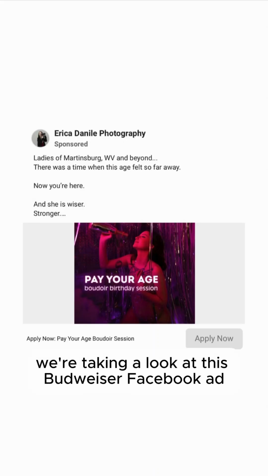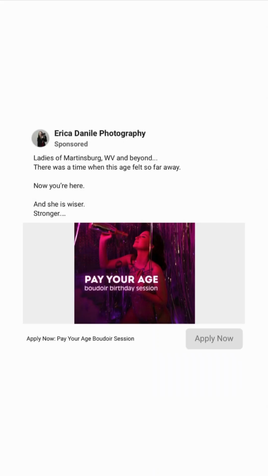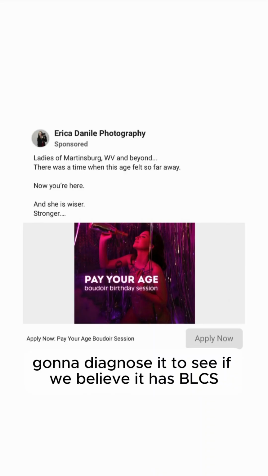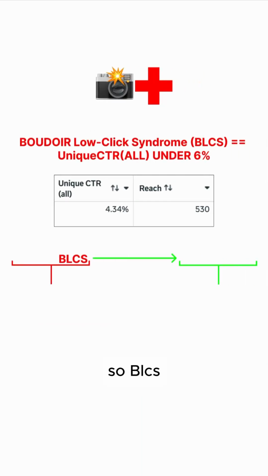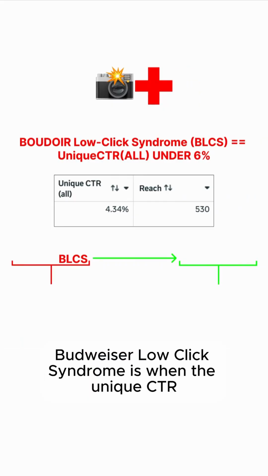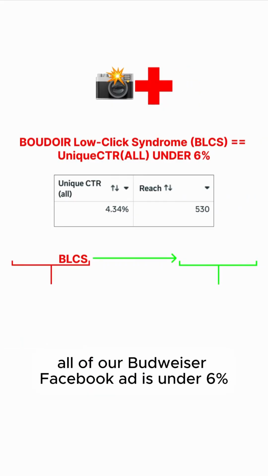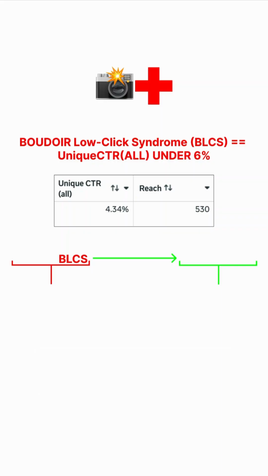All right, y'all, we're taking a look at this Boudoir Facebook ad. Gonna diagnose it if we believe it has BLCS, aka Boudoir low click syndrome. So BLCS, Boudoir low click syndrome, is when the unique CTR of our Boudoir Facebook ad is under 6%.